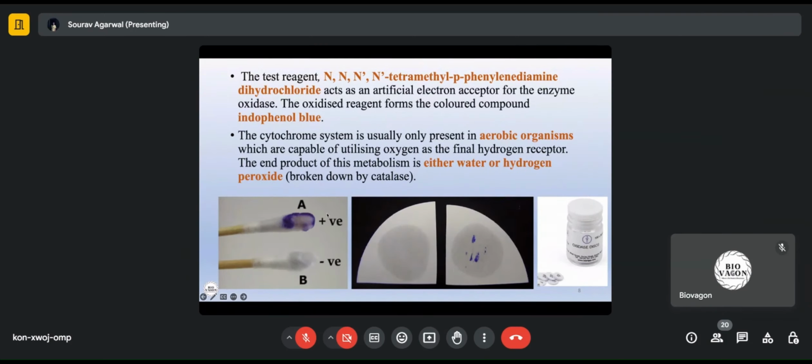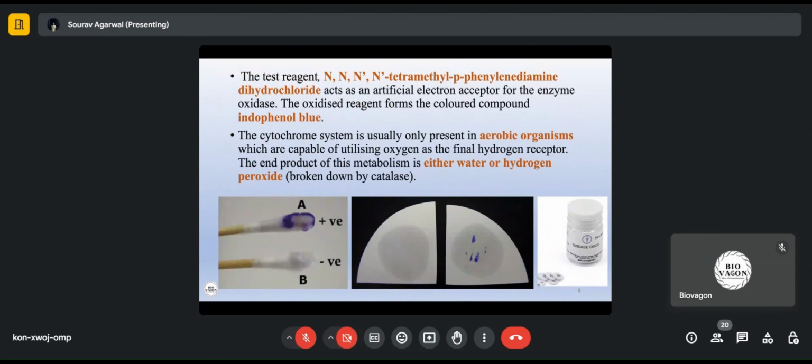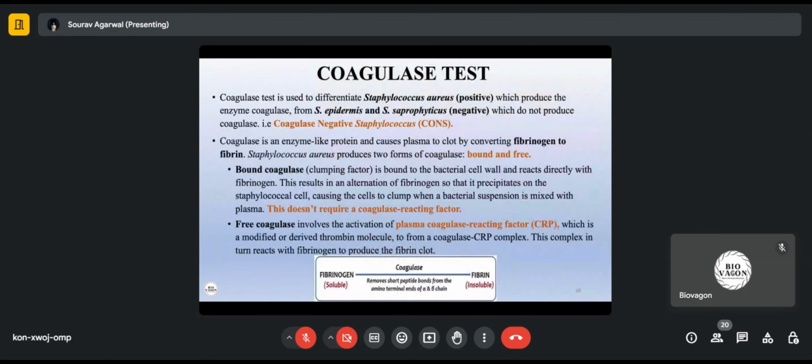In these reactions, a reagent is used, which is Kovacs oxidase reagent, sorry, I'm so sorry, Kovacs oxidase reagent you will get. That reagent also has this compound in it, and it changes color from colorless to blue. I hope the oxidase test is clear to you now. If you have any doubts, you can ask us, or we'll proceed with the coagulase test.